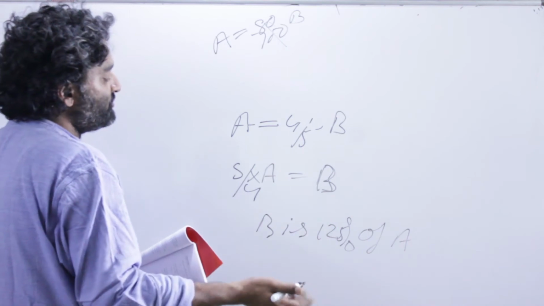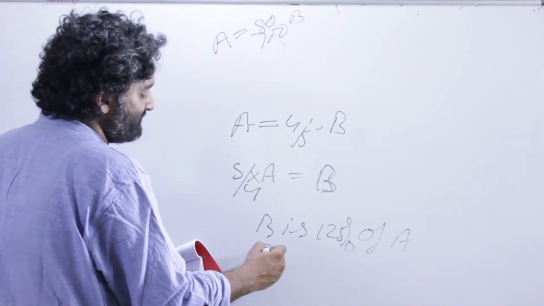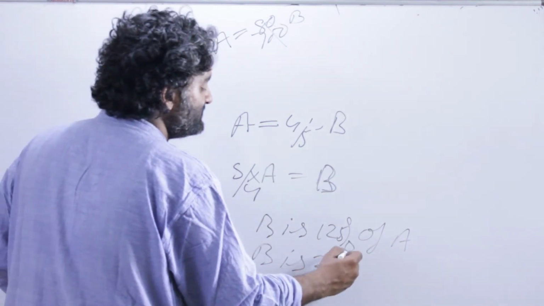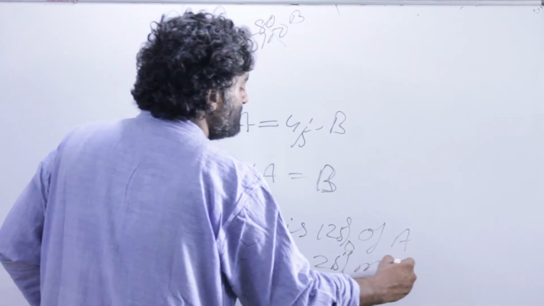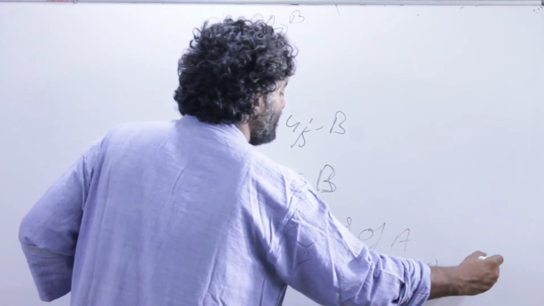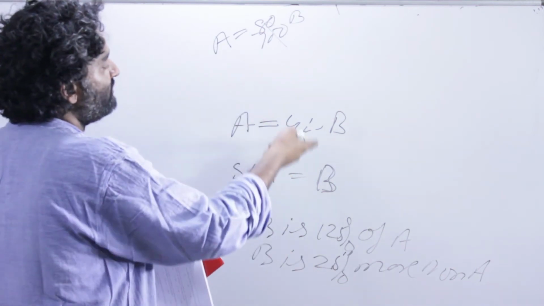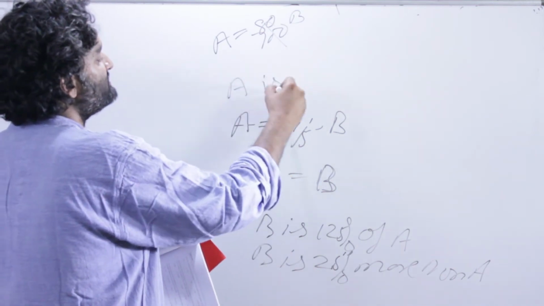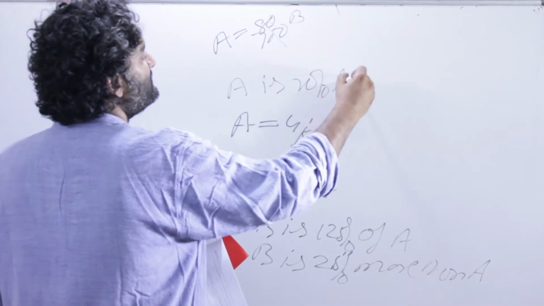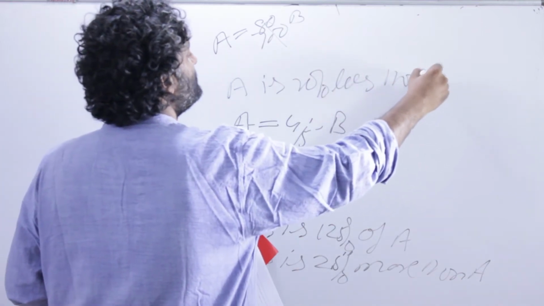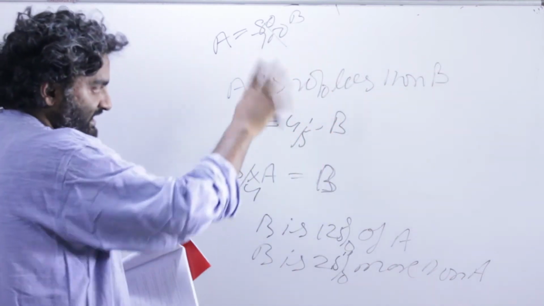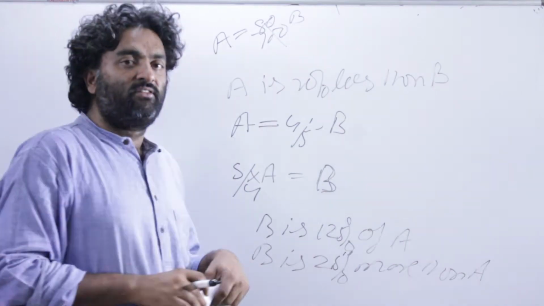Or in another form, I could frame the language as B is 25% more than A. Just like this information could have also been represented as A is 20% less than B. The writing is bad, the idea is pretty good.